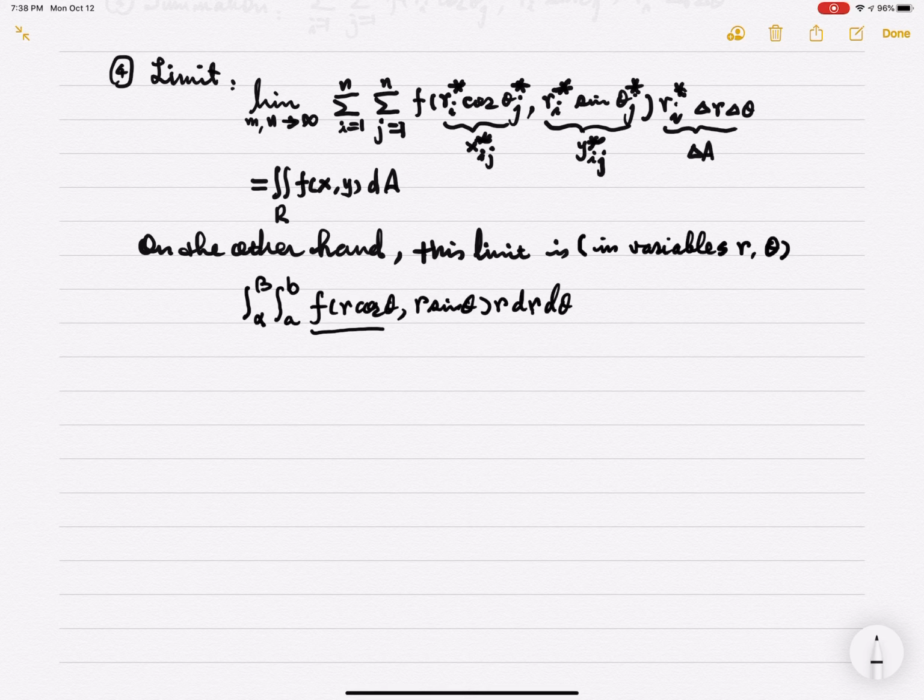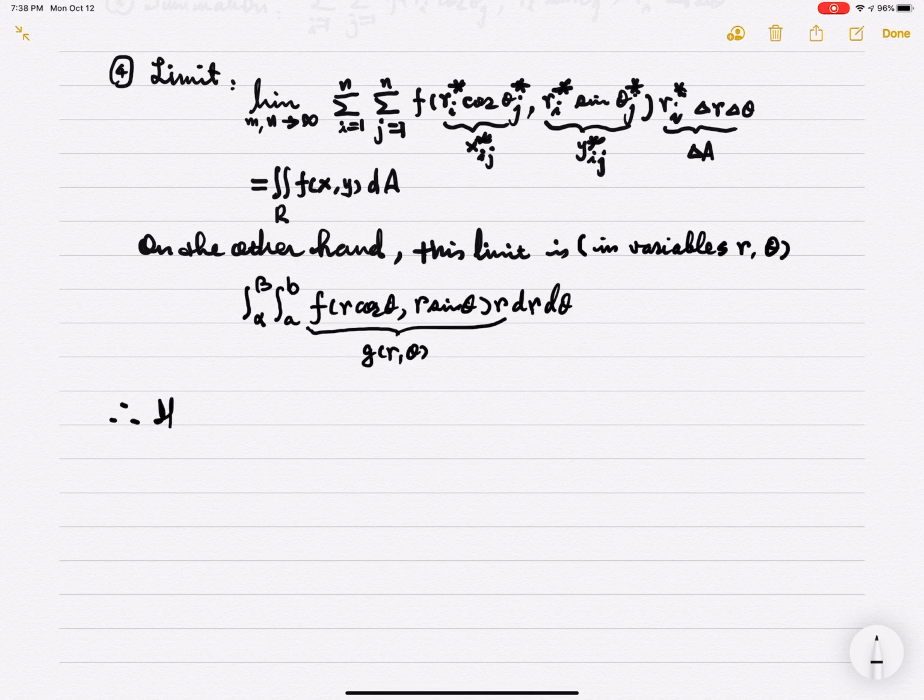If you treat the whole integrand as a function of r and theta, you look at the previous limit, that's a limit of Riemann sums of a new function. Your book calls it g of r, theta. So g of r, theta, dr d theta. So that's equal to this. Therefore, we have this formula.